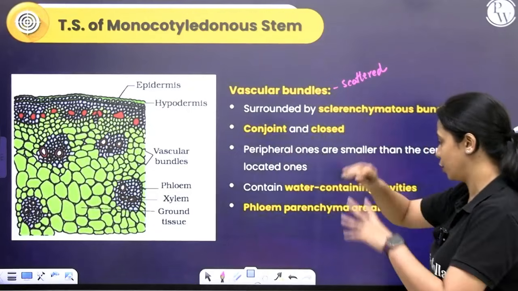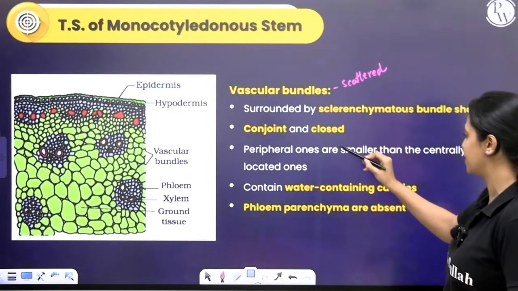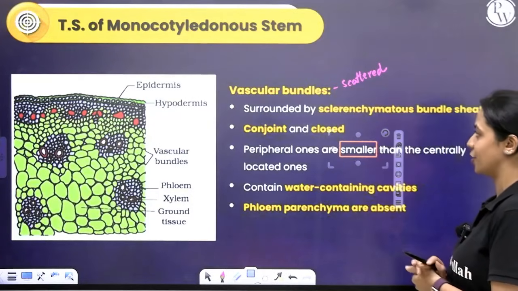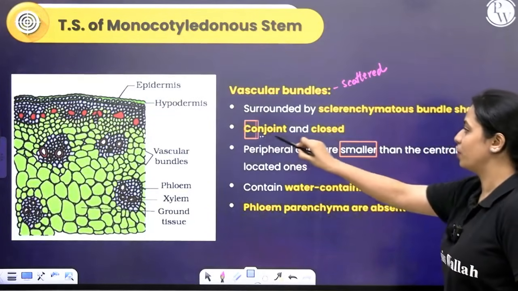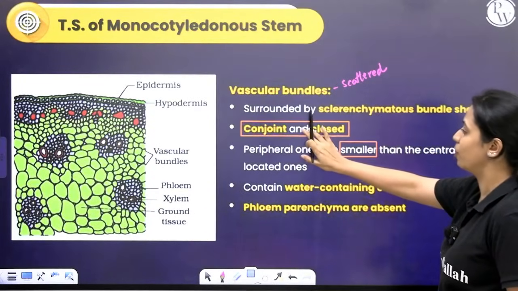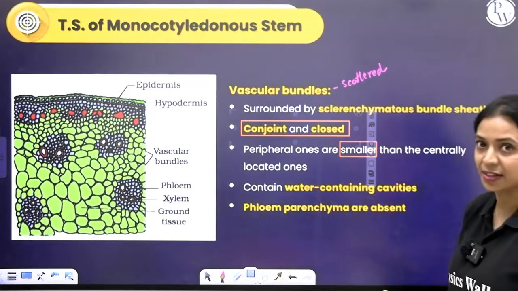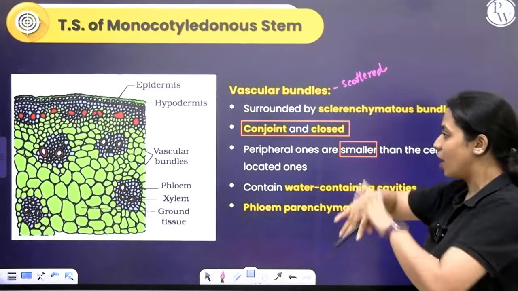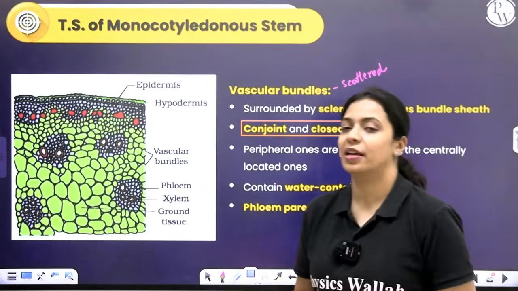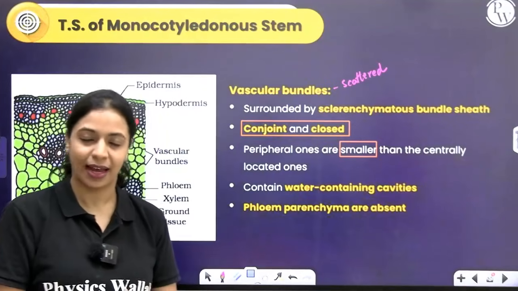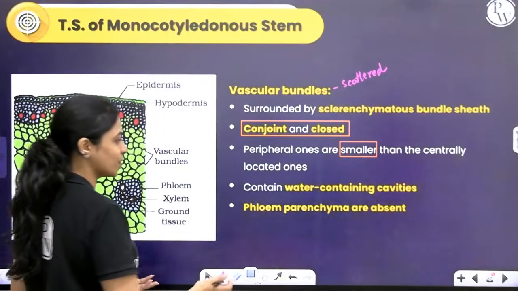Peripheral ones towards the periphery, towards the outside, are smaller, and the central ones are relatively larger. Here the vascular bundles are conjoined and closed. Xylem and phloem are present within the same bundle, but there is no cambium, so we say that it is closed. Surrounding the xylem and phloem, you have a sheath which we call the bundle sheath, and that bundle sheath also is made up of sclerenchyma.